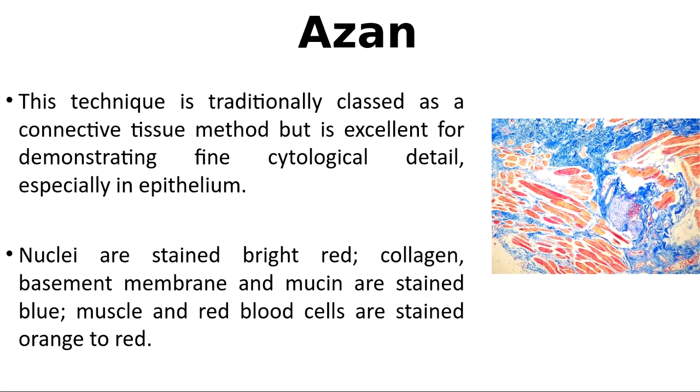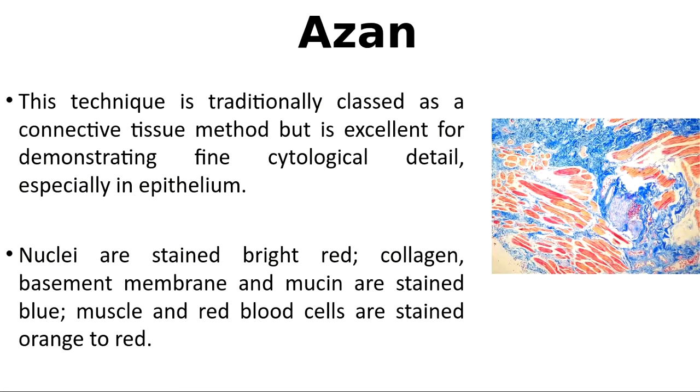Next is Azan. It is a traditionally classic connective tissue method. It is excellent for demonstrating fine cytological detail, especially in the epithelium. And it is stained bright red. So we may ask, what is the color of Azan? Bright red. Collagen, basement membrane and mucin are stained blue. Muscle and red blood cells are stained orange to red.